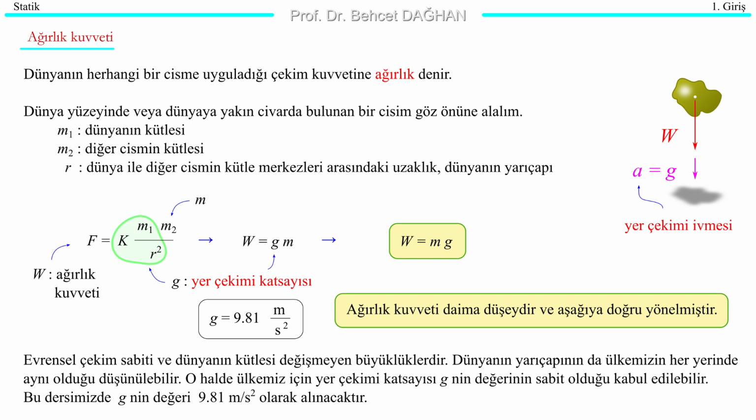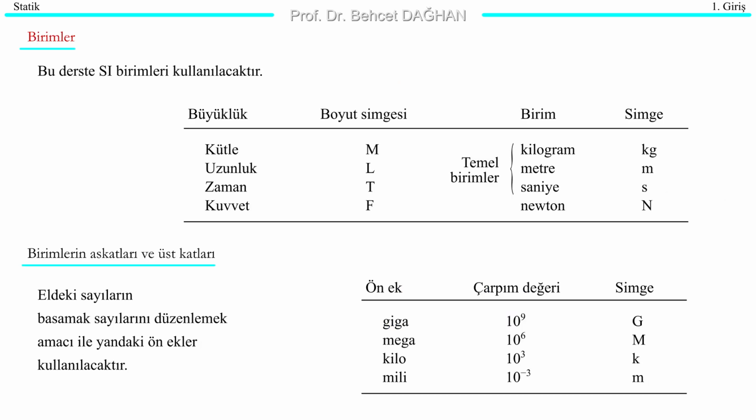Let's talk about the units to be used in these lectures. In these lectures, we will use SI units. What are SI units? Let's have a look at them. The unit of mass is kilogram, kg for short, the unit of length is meter, we will denote it with the letter m. The unit of time is second, we will denote it with the letter s. Unit of force, of course, in this lesson, our job will be to deal with forces. Therefore, the unit of force is important to us. We're going to show it with Newton. We'll denote it with the letter N.